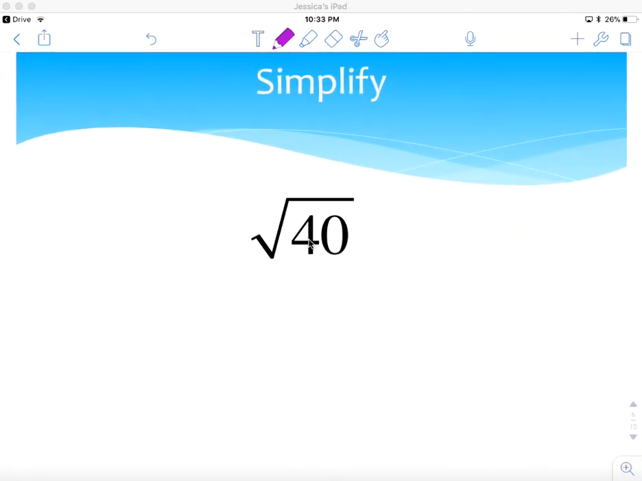Go ahead and pause the video, try this one on your own, and then we'll check it together. The biggest perfect square that will go into 40 is 4. So to break down 40, I would use 4 and 10, and the square root of 4 is 2.